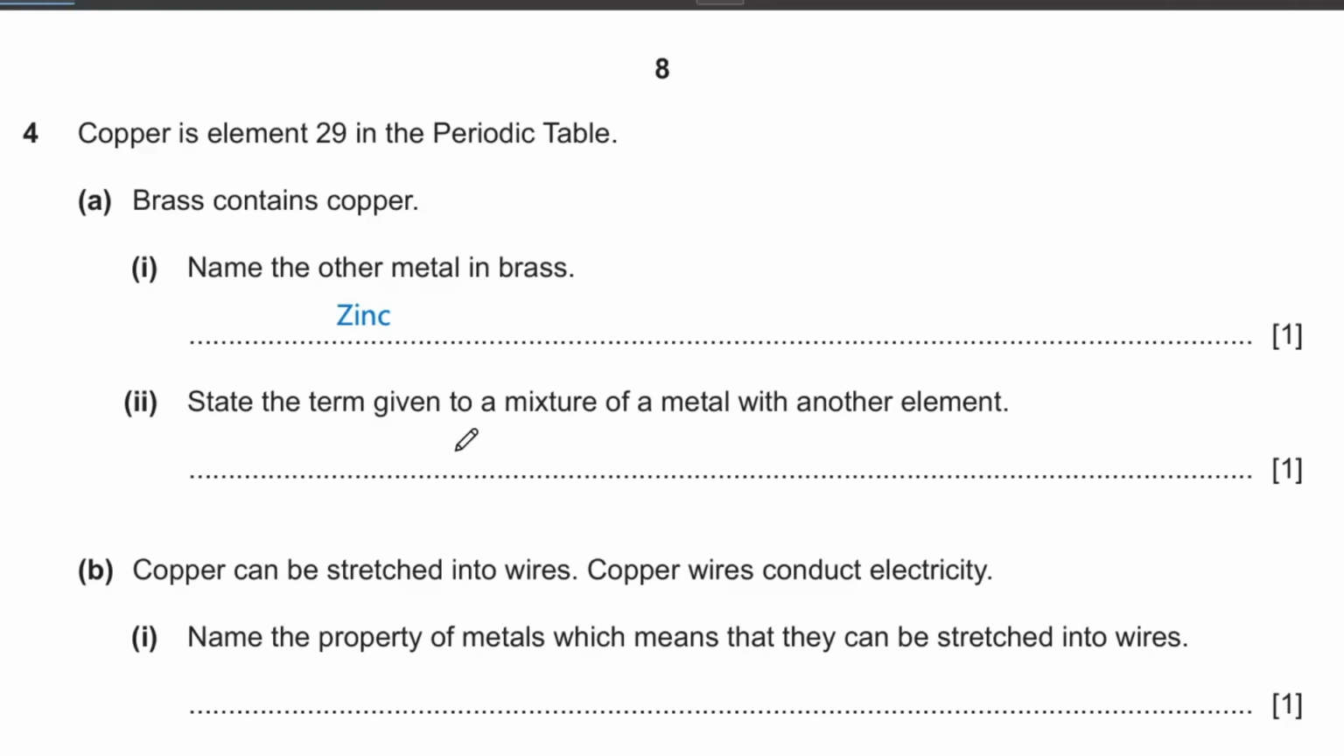State the term given to a mixture of a metal with another element. The term is alloy. Alloy is a metal mixture. So you have copper and zinc to give you brass as a metal mixture. So the term given to a mixture of metal with other element is alloy.